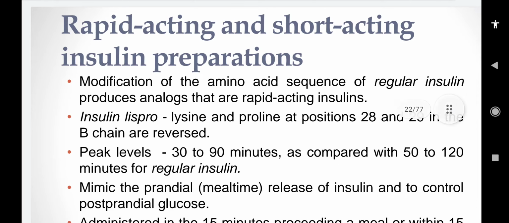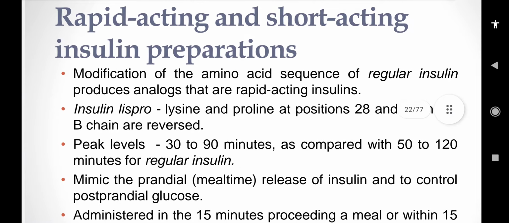Rapid acting and short acting insulin preparation: modification of the amino acid sequence of the regular insulin produces analogs that are the rapid acting, like insulin lispro. Lysine and proline at position 28 and 29 in the B chain are reversed. Peak level is 30 to 90 minutes because it is rapid acting. We give it 30 minutes before the meal as compared to 50 to 120 minutes for the regular insulin.